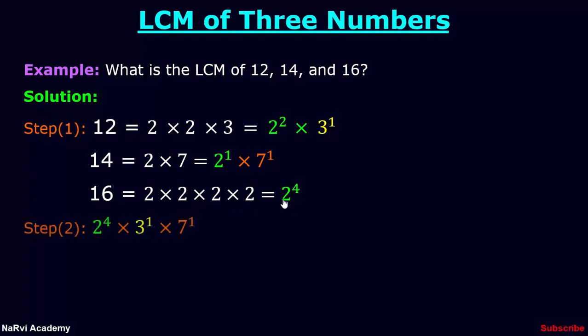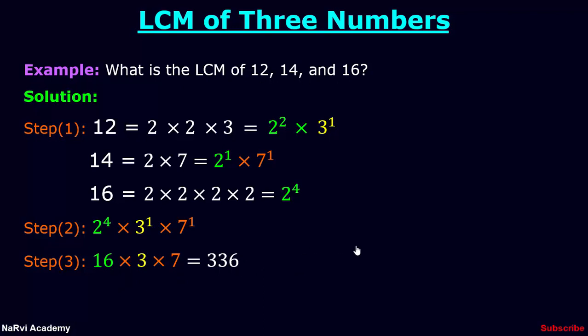Now in the next step, we have to collect distinct factors with their highest power. So we have three 2s here: 2 to the power 2, 2 to the power 1, and 2 to the power 4. And this 2 has the highest power, so we can collect this 2 to the power 4. Now we have to multiply with another distinct factor. Here the number 3 is the only one, so we can collect it, and number 7 is also alone, so we can take this. In the last step, we just need to multiply them. 2 to the power 4 is 16, 3 to the power 1 is 3, 7 to the power 1 is 7, and if we multiply them all we will get 336, and this is the LCM of three numbers 12, 14 and 16.